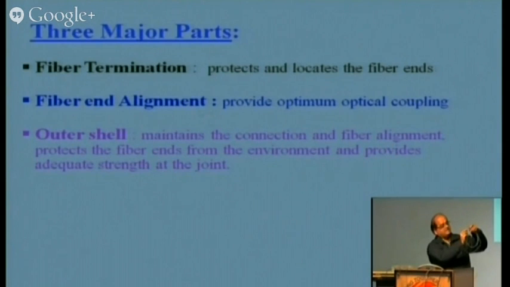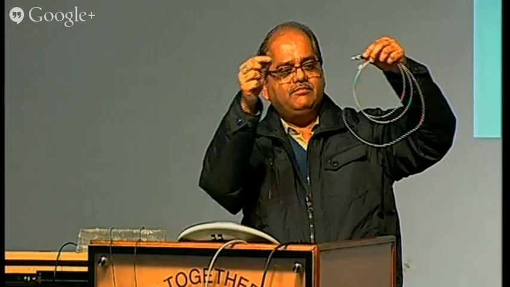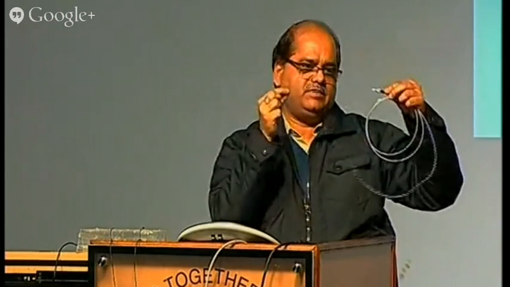So there are different places on this connector. This is the end alignment, some line is there. So only it will follow the alignment. So there are the receptacles. When you are making the connection, it will follow that particular alignment. So some mechanism should be there for the alignment. Then the outer shell. It maintains the connection and fiber alignment, protects the fiber end from the environment, and provides adequate strength at the joint.